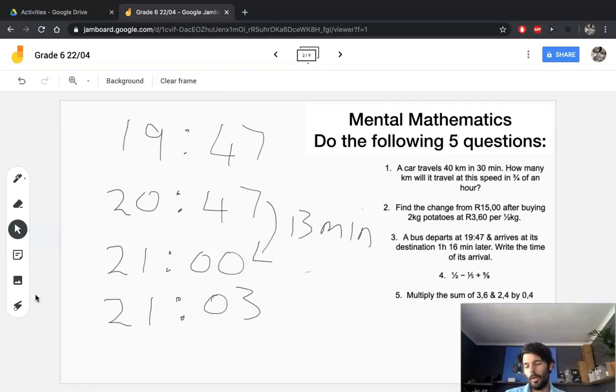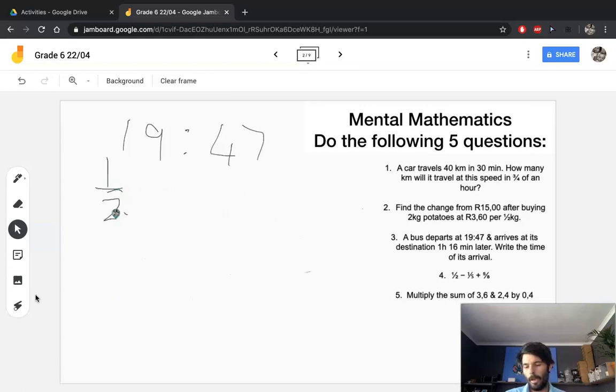Question 4 is a fractions question. So we're adding or subtracting fractions, and we can do that all in one go. It doesn't matter if there's a combination of subtraction and addition.